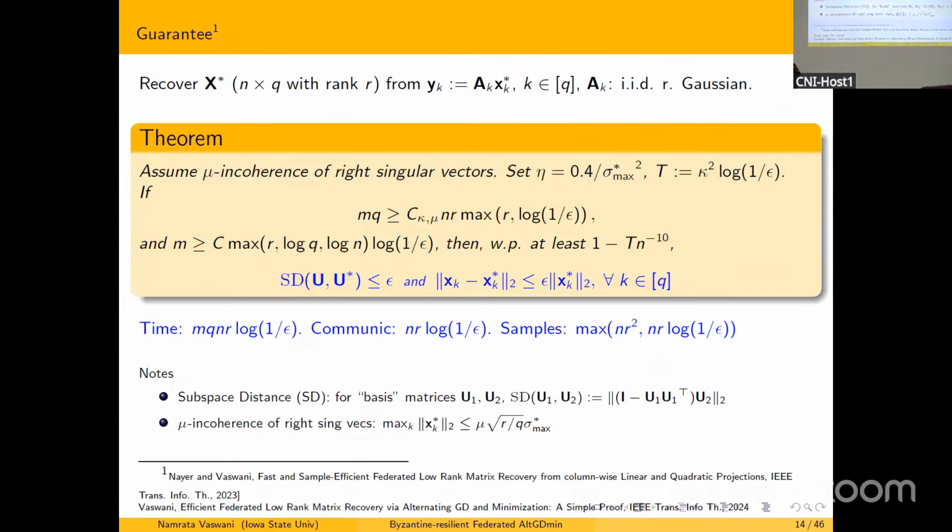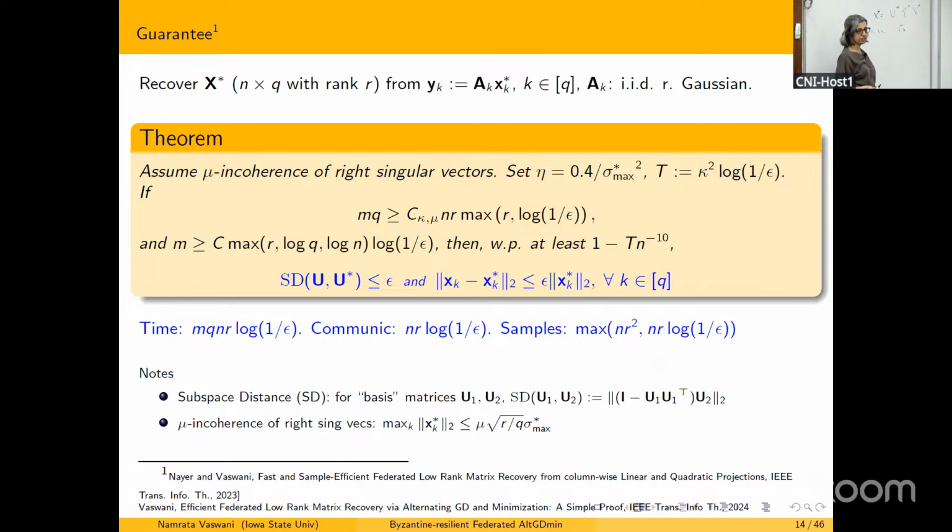Here, X is your n cross q matrix whose rank is R, and x star k is its kth column. Yes, that's correct. So x star I'm writing as u star times sigma star times v star. For a moment, bear with me, I will write v star, not v star transpose, just for notational convenience. So v star transpose is now my v star. So right singular vectors are columns of v star.